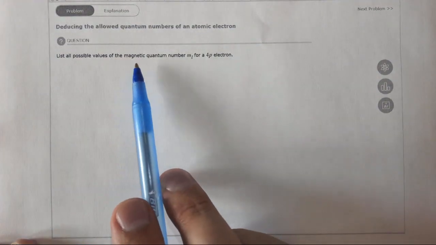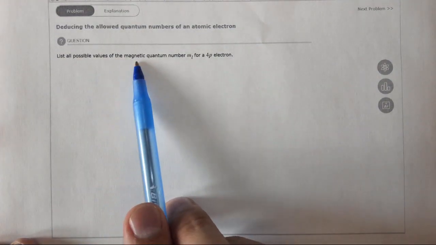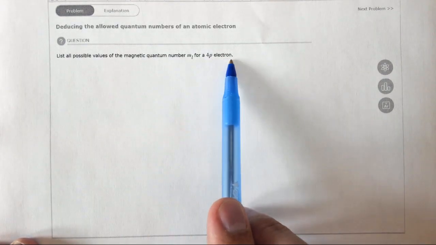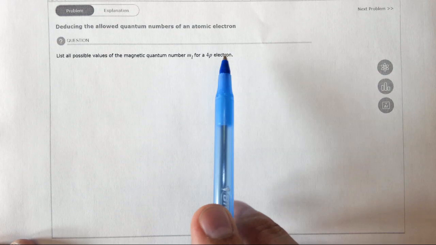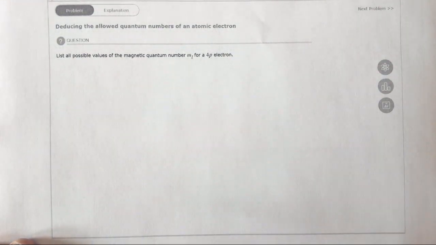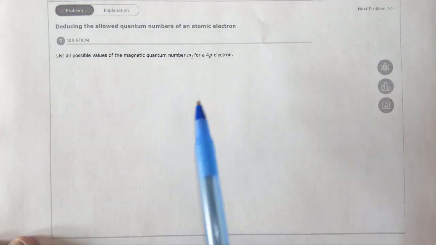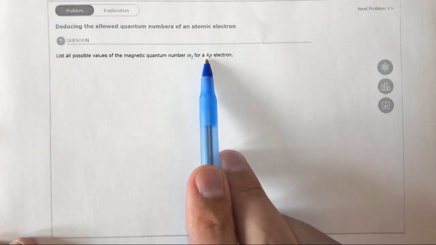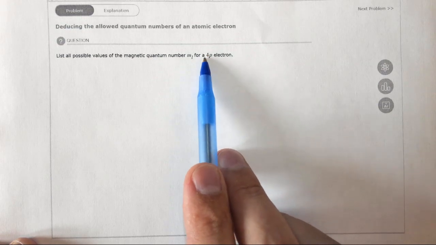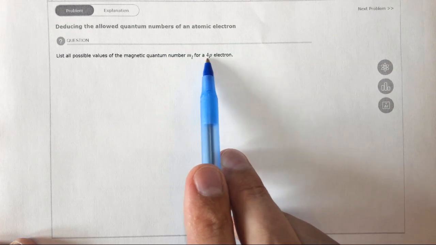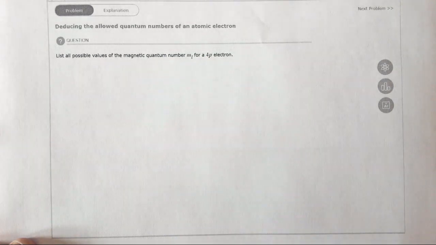In this question, we're asked to list all possible values of the magnetic quantum number m sub L for a 4p electron. Before we do that, let's look a little bit more at L values, the angular momentum quantum number, and then how they relate to m sub L values. So in this case, n, before we talk about L, is 4, because this is a 4p electron. So n, the principal quantum number, is the number given before the letter.